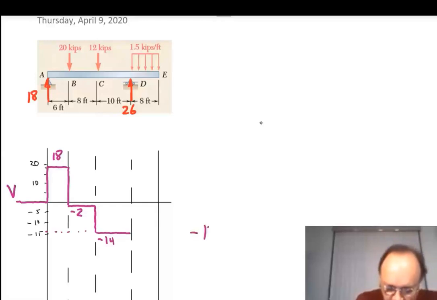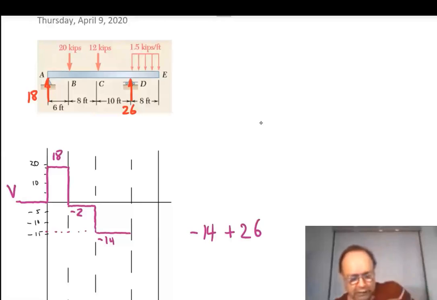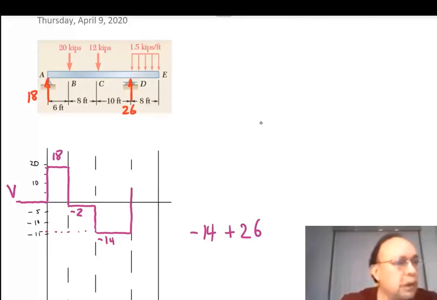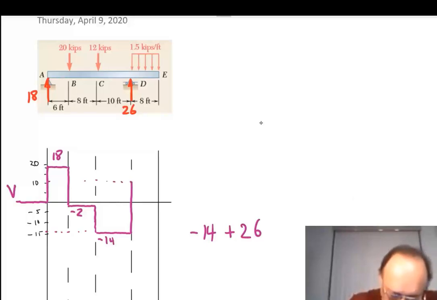So I go from minus 14 plus 26. That's 12. So going up 26, up to 12. 12 is over here. So that will be over here, 12 plus 12.